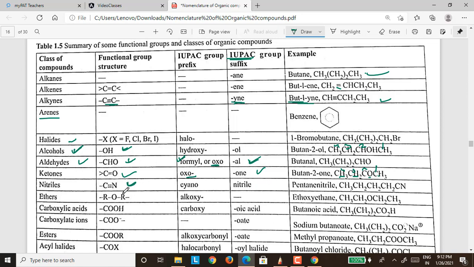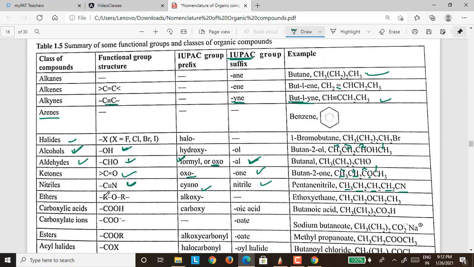Okay. Now nitriles. Suppose nitrile is there, C triple bond N, and if it is used as prefix, you get cyano, but if it is used as suffix, you get nitrile. So pentanenitrile, CH3CH2CH2CH2CN, pentanenitrile.